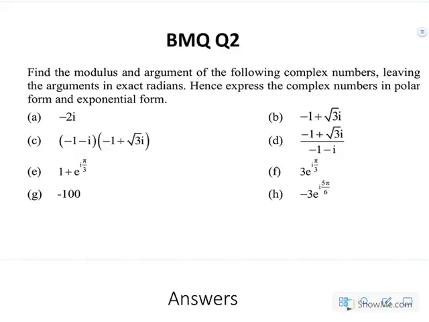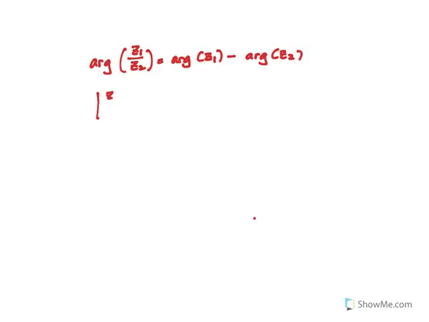One more thing to recall that we've gone through during our lecture is that if we were to find, let's say, the argument of z1 over z2, this is just the same as the argument of z1 minus the argument of z2, right? And if we were to find the modulus of z1 over z2, this is just the same: the quotient of the moduli is the same as the modulus of the quotient.